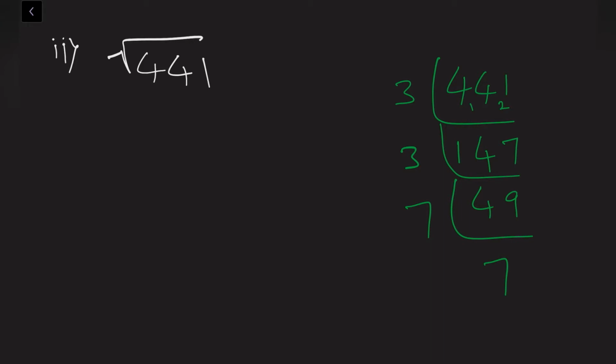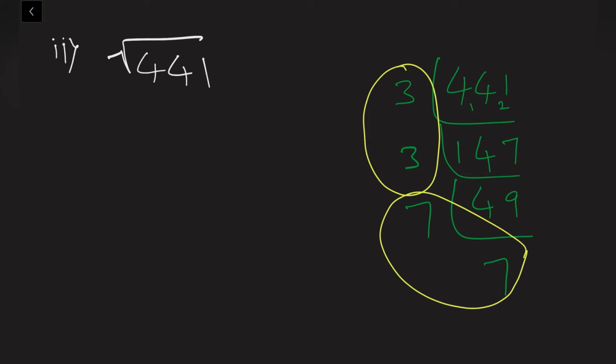Now we need to check that every number should be there 2 times. 3 is there 2 times as well as 7 is there 2 times. So we can say that 441 is a perfect square. For 441, 3 is there 2 times, write it once, into 7 is there 2 times, write it once. So root 441 is nothing but 21. So 21 is a rational number.